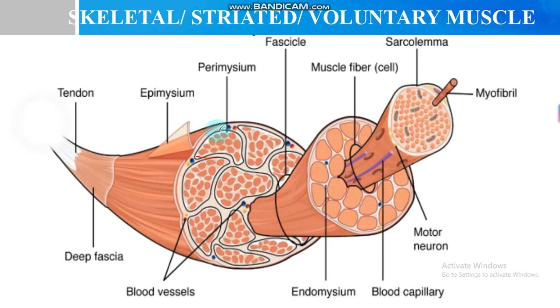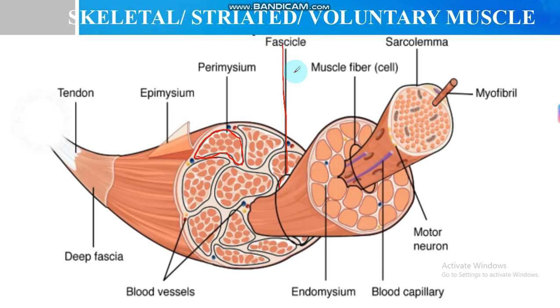So the outer covering here of the bundles of muscle fibers, this bundle here is covered by an outer covering which is called a perimysium. And there is a special name we give to each bundle. Each bundle of muscle fibers is called a fascicle. It is called a fascicle.